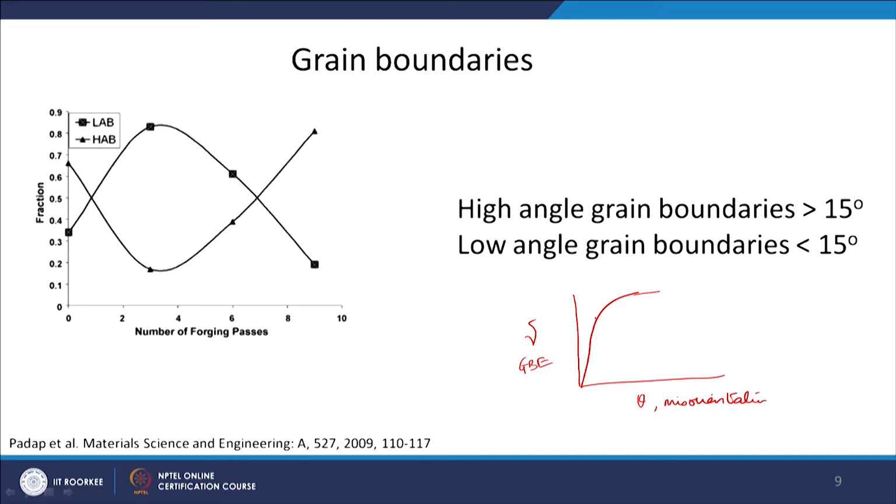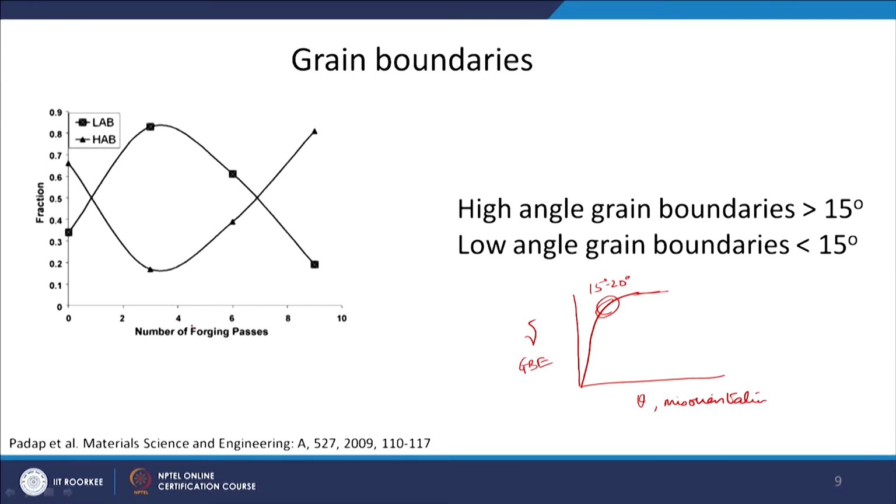So, initially it will be a linear change. As I am increasing the angle theta, the energy will increase linearly, and after some time it will start getting saturated. This saturation point is typically in the range of 15 to 20 degrees, after that it becomes saturated. That means the grain boundary energy becomes independent of the misorientation. So, we segregate this as low angle and high angle grain boundary.